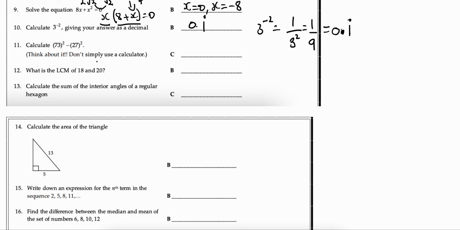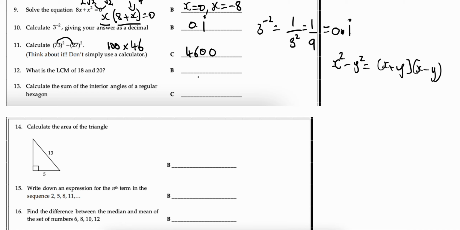So this one looks like it's easy. We just want to type it in a calculator, but we're not going to. We're going to use the fact that this is the difference of two squares. And the difference of two squares states x squared minus y squared is x plus y times x minus y. And what you'll note with these two numbers is if you add them together, you get 100. And if you subtract them, well, 73 minus 20 is 53, so that's going to be 46. So 46 times 100 is 4600.